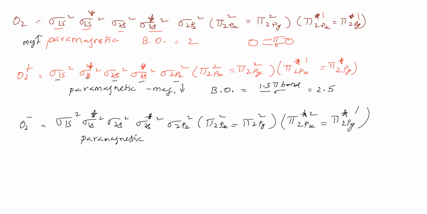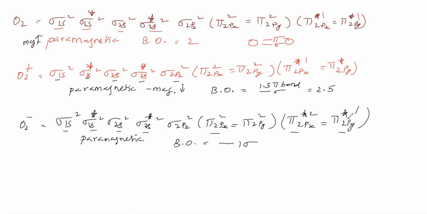Now here the magnitude of paramagnetism remains the same, because here one unpaired electron, and here also one unpaired electron is there. Then we'll see the bond order. Sigma 1s and sigma star 1s cancel, sigma 2s and sigma star 2s cancel, then sigma 2pz forms one sigma bond. Pi 2px2 and pi star 2px2 cancel each other.